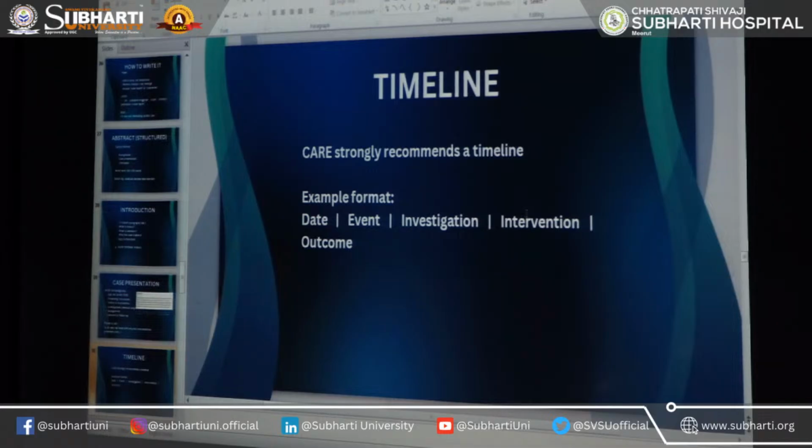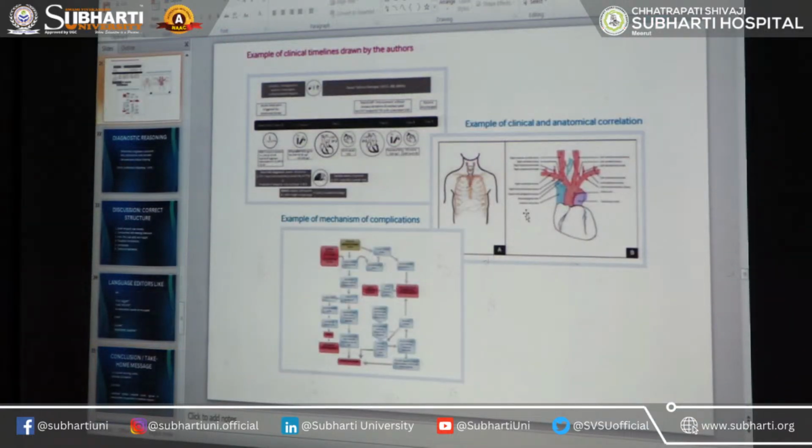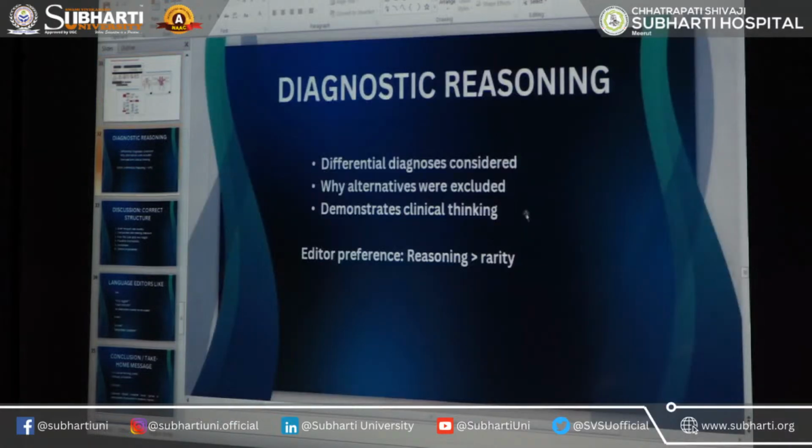Then the timeline. It's recommended by most journals now that you introduce a timeline. As we discussed earlier, for a case report, the timeline must be in terms of day of presentation and not exact dates, because that somehow makes it traceable for others and compromises patient safety and anonymity. So these are clinical timelines which have been drawn by some authors. You can also make a table, but these are better ways to do it.